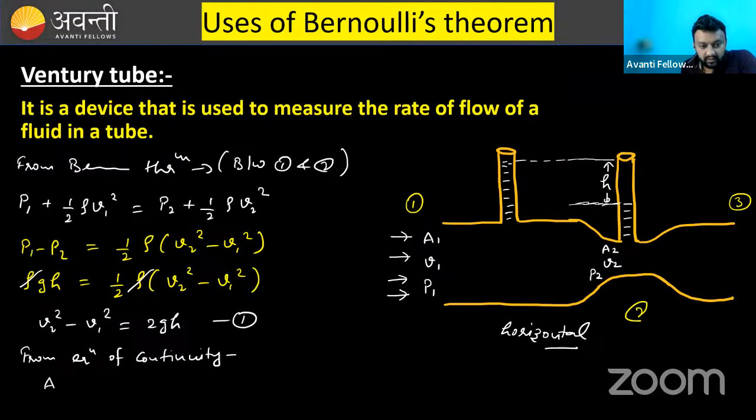What you can write, A1 V1 is equal to A2 V2. What are A1 and A2? A1 and A2 are the cross section areas of the Venturi tube. So these two areas are known to us. We have made the Venturi tube, so we know the cross section areas A1 and A2.